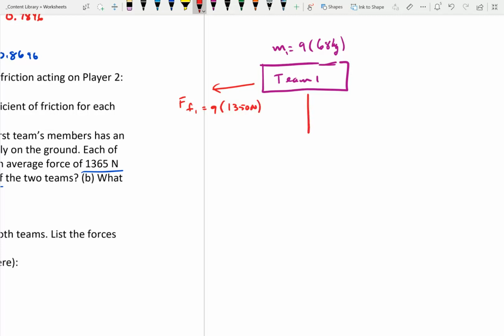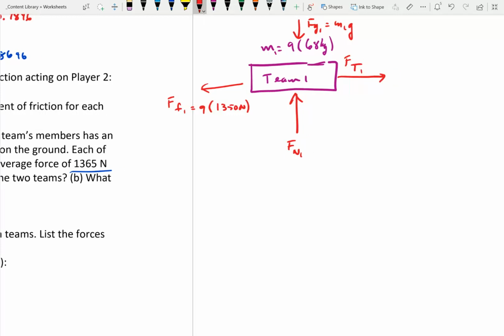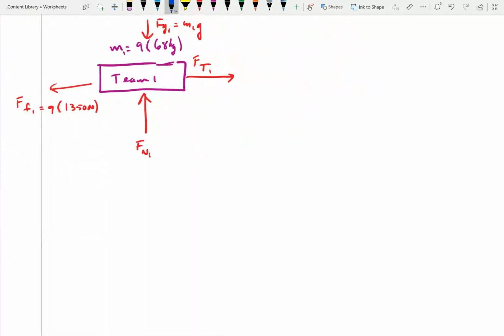And of course, I'll have force normal 1, force gravity 1 equals m1g. And they're being pulled by force tension 1. Now, if I look at team 2, here's team 2.